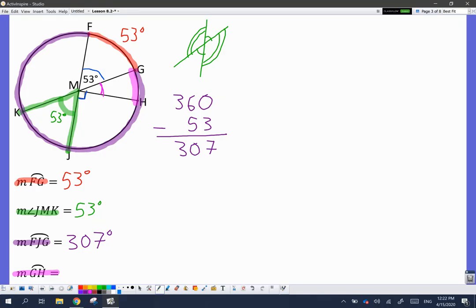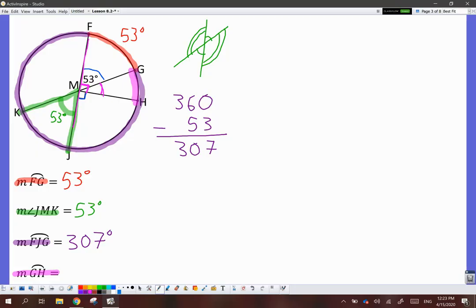Well, if I look carefully, I know that since I have a 90-degree angle here, and because this is a straight line here, if this angle is 90 degrees, then these 2 angles must add up to be 90 degrees as well, because those 2 angles together will form a right angle. So I need to find out what number plus 53 will give me 90.